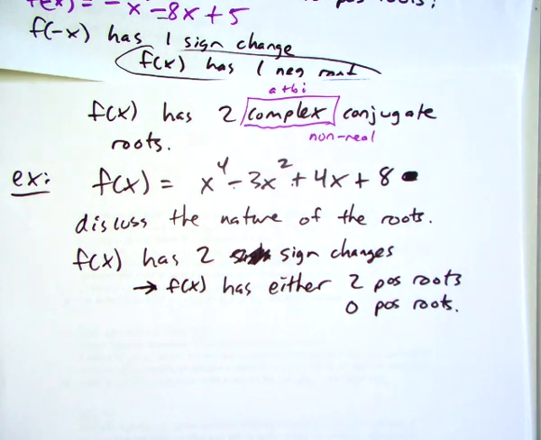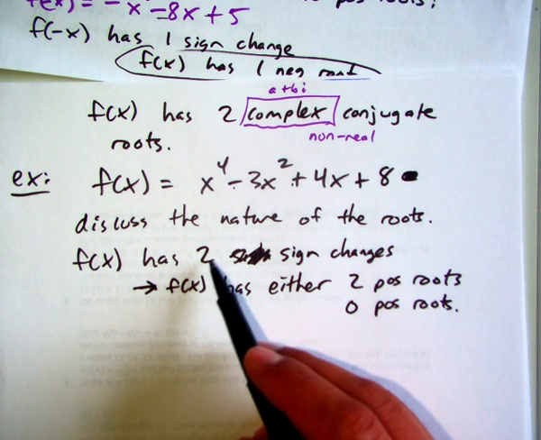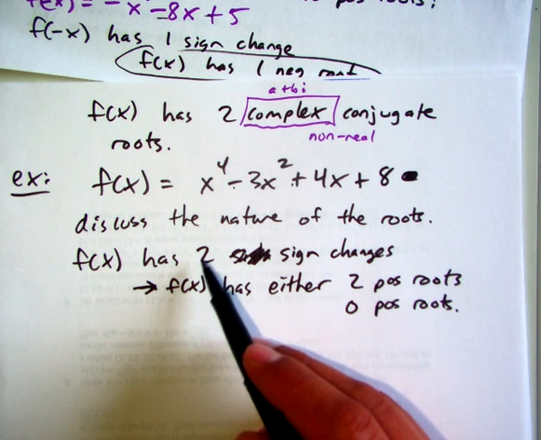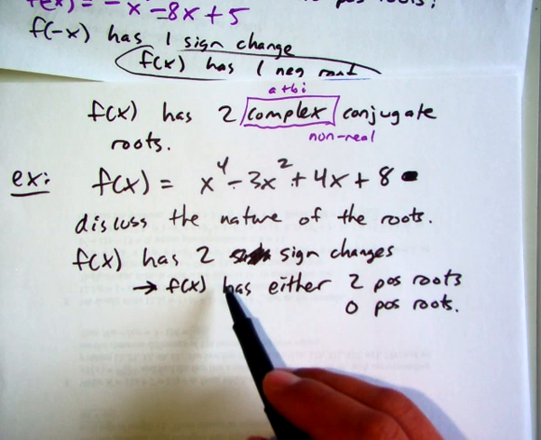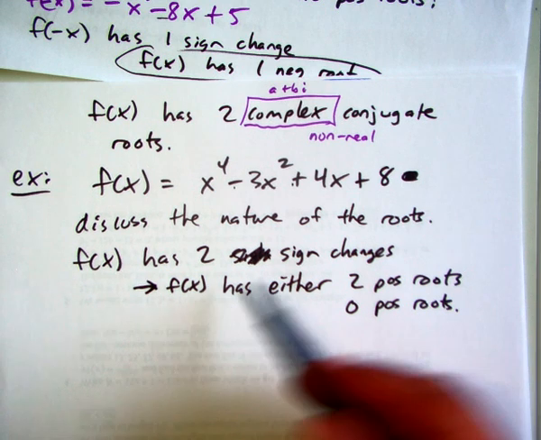Okay? Let's just run through all the scenarios. If there were 3 sign changes, then you would say there's either 3 or 1 positive root. If there's 4 sign changes, then you would say 4, 2, or none. 5, you would say there's 5, 3, or 1. Okay, does that kind of make sense?